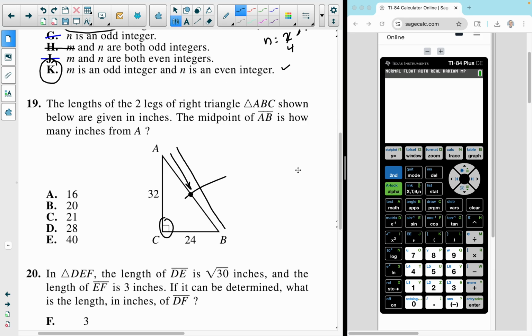That means we can do Pythagorean theorem to find our hypotenuse. So we'll do 32 squared plus 24 squared, because those are the two legs. Then I'll take the square root of that answer. You can just go and grab it. And we get 40. So this entire length is 40. But I'm going to cut it in half, so I get 20.